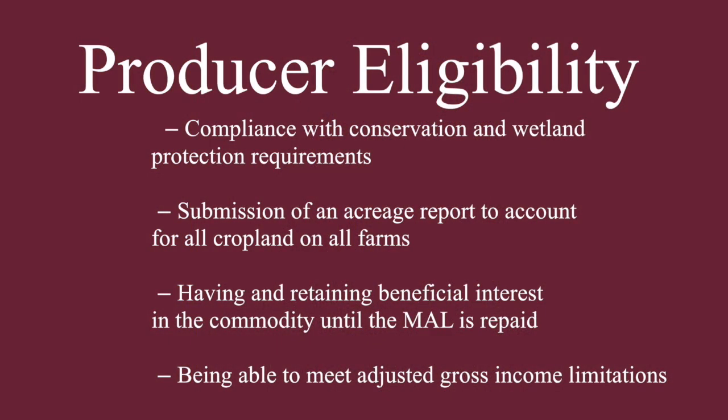To be an eligible producer for marketing assistance loan and loan deficiency payments, you have to comply with water resource and wetland protection requirements. You have to submit an acreage report. You also have to have and retain the beneficial interest in the commodity until marketing assistance loans are repaid, and you also have a minimum requirement of gross income.